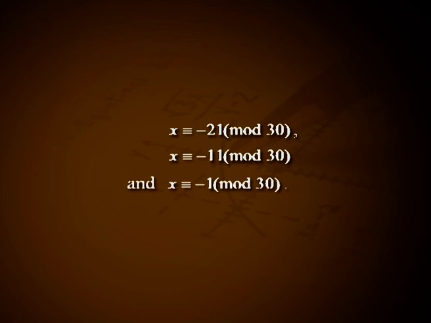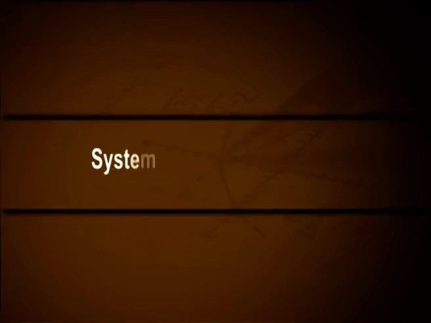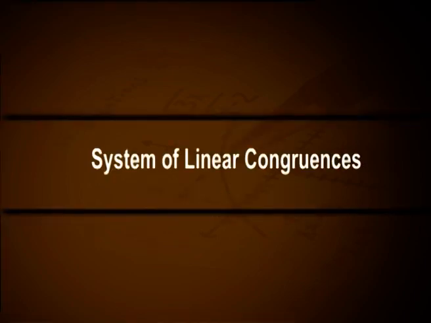Thus, we end up with the incongruent solutions x ≡ −21 (mod 30), x ≡ −11 (mod 30) and x ≡ −1 (mod 30). The corresponding positive numbers are x ≡ 9 (mod 30), x ≡ 19 (mod 30) and x ≡ 29 (mod 30). Systems of linear congruences.